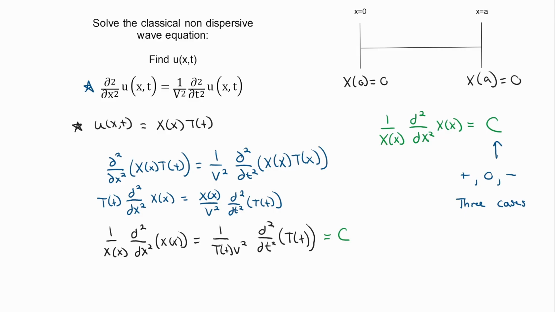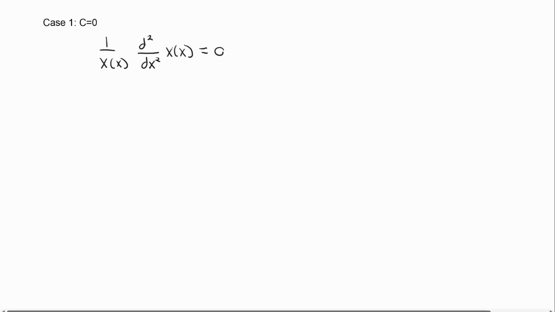So let's attempt some. Let's do the first case where c is equal to 0. So this equation will be 1 over X multiplied by the second derivative with respect to x is equal to 0. What we can do to solve for this function is multiply both sides by our function of x. So now we'll get the second derivative of our x function is equal to 0 times X, so it is just 0.